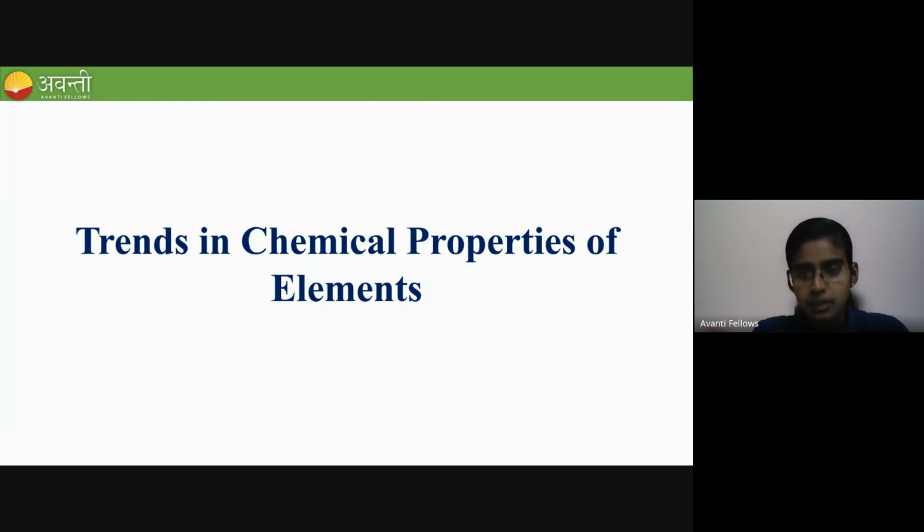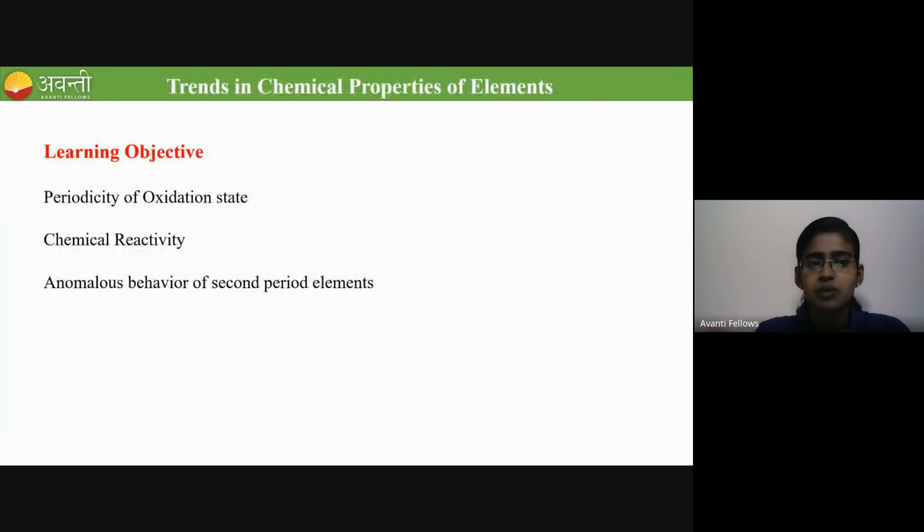So under this chemical property, we are going to discuss the periodicity of oxidation state and chemical reactivity, and some anomalous, that is unique, behavior of the second period elements. From lithium to neon, those are second period elements, right? We will see the anomalous property of those elements, and then we can complete this lesson today.